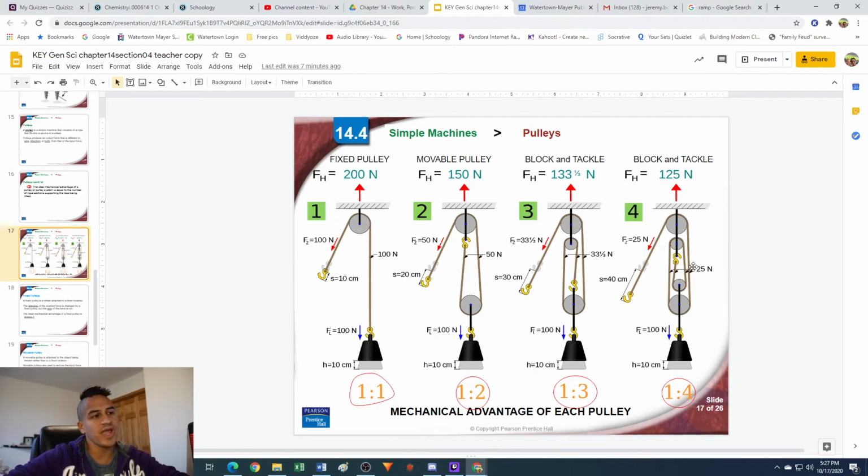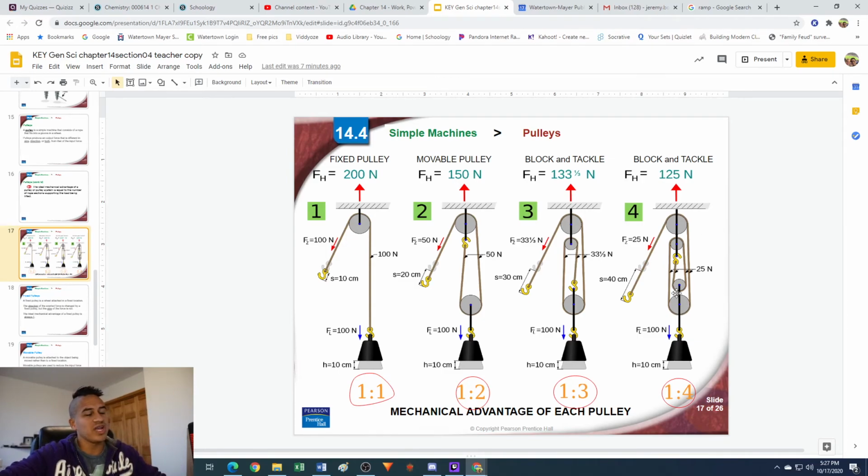So pulleys can dramatically decrease the amount of force needed to lift the object. However, here's the downside. Even though it takes less force to lift these objects, you have to pull more rope to get them to go up. So they are decreasing the amount of force you need, but they are increasing the amount of rope you have to pull, right? So with this first one, you just have to pull the rope the same amount of distance to lift the object off the ground as you would if you were to just lift it yourself.